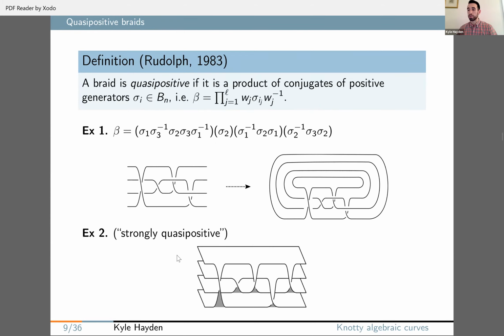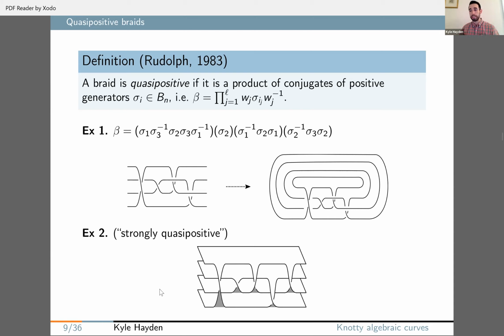In the second example, this is what's called a strongly quasi-positive braid. I'm not going to define it precisely because it's not essential, but the point is up here, these bands went underneath some strands at different times. In a strongly quasi-positive braid, the twists always run in front of all the other strands. So that's a constraint on what you're conjugating by.